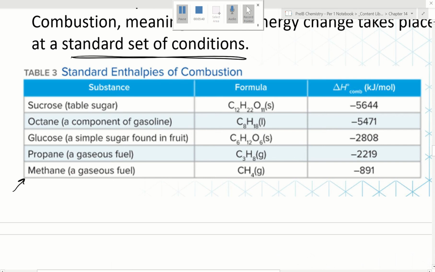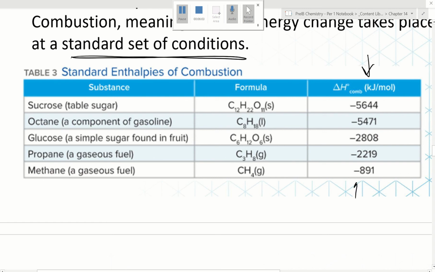Methane is natural gas that we cook with in our homes. Propane you might use for a grill. Glucose is a simple sugar produced by plants. Octane is what we burn in our gasoline. And sucrose is just normal table sugar. And so we can see their formulas here, and then their enthalpies of combustion.